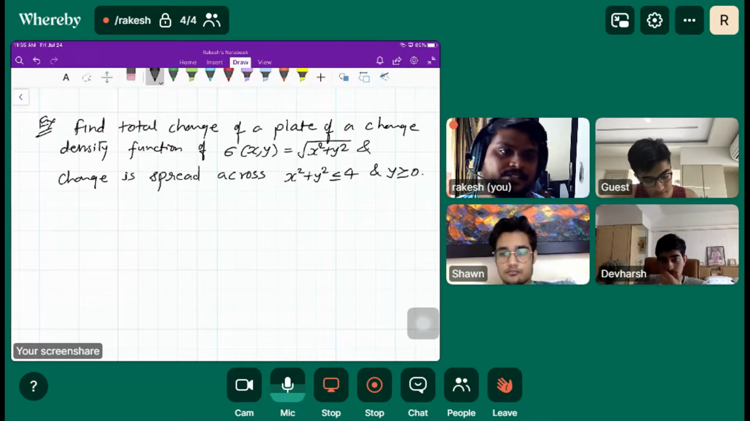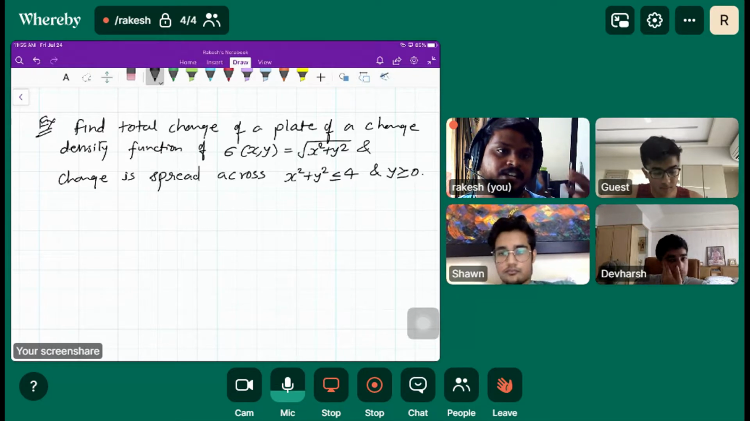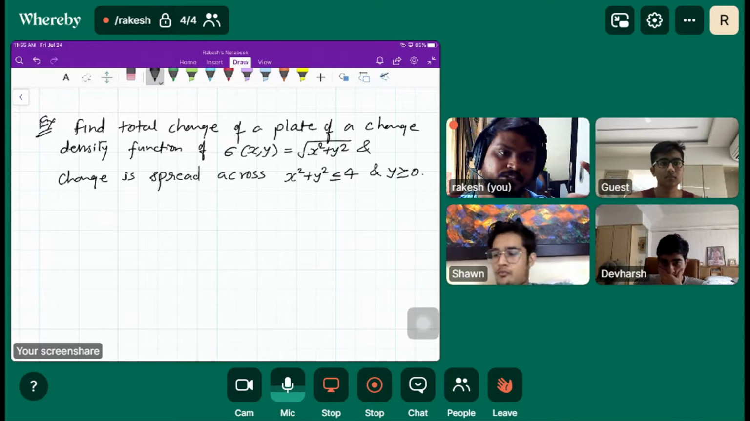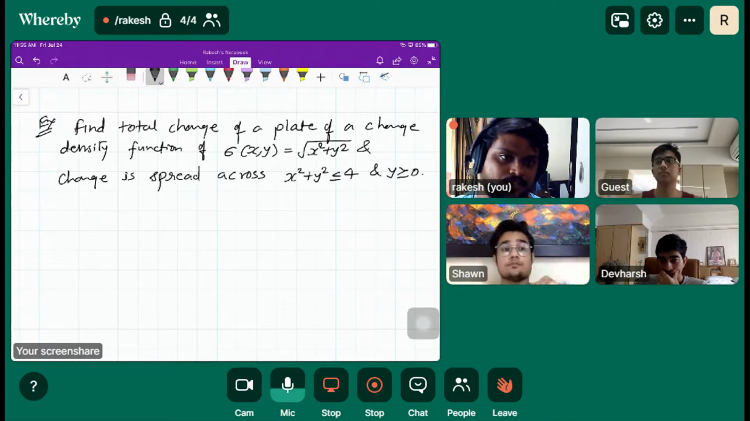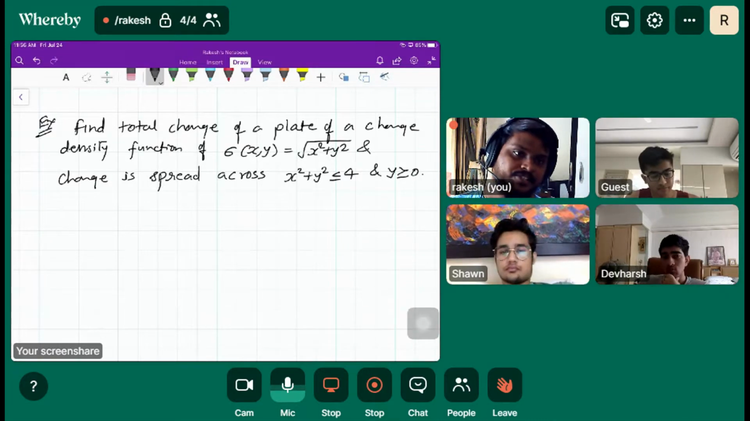How could we find the total mass of any big object, any mountain, any planet like Earth? How do we find the mass of the complete object? That is the idea behind this triple integration.